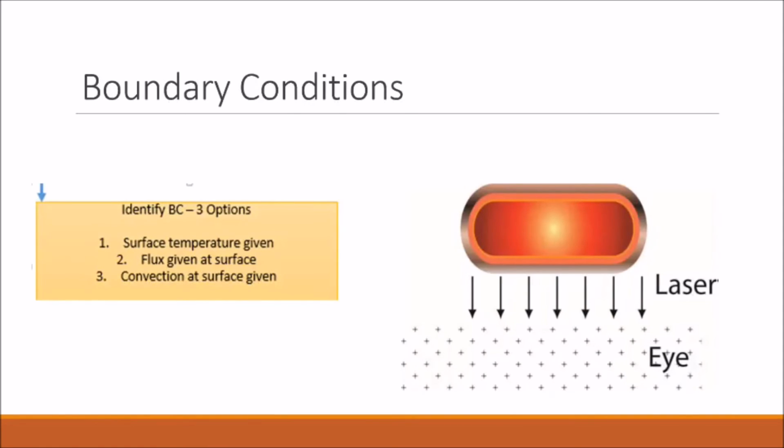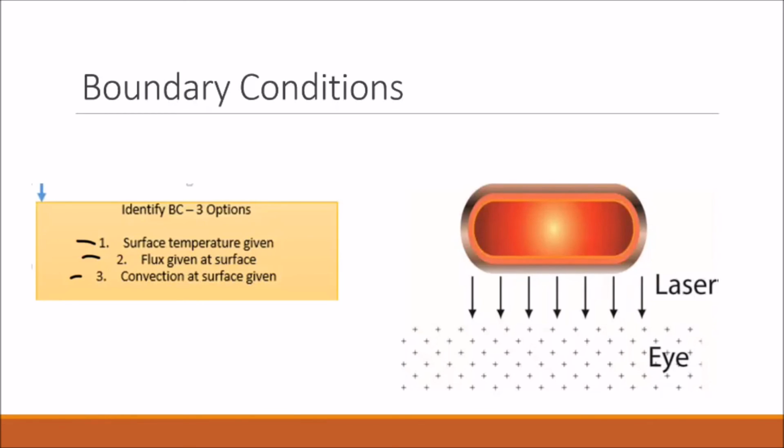Now we have to determine our boundary condition. And this is a very important step because depending on which boundary condition we're given, either 1, 2, or 3, we're going to be using a different solution to our semi-infinite assumption. So what I mean by that is that if we're given the surface temperature, we're going to be using one equation. If we're given the flux, we're going to be using another equation, etc.